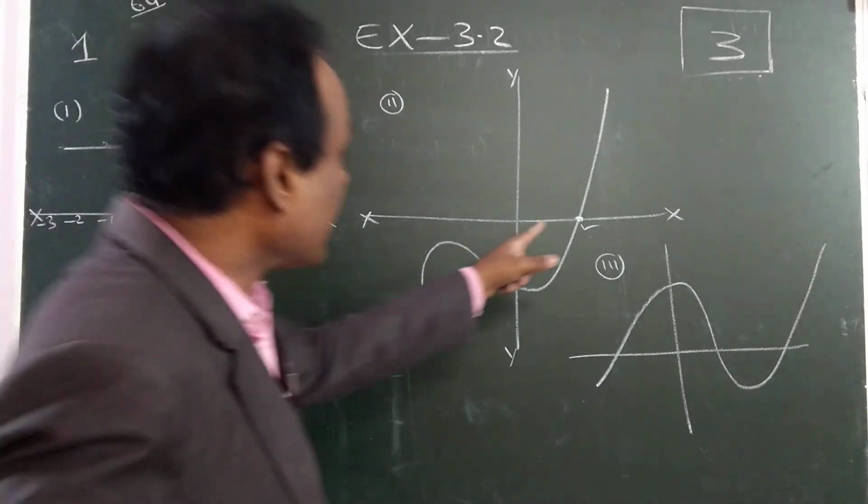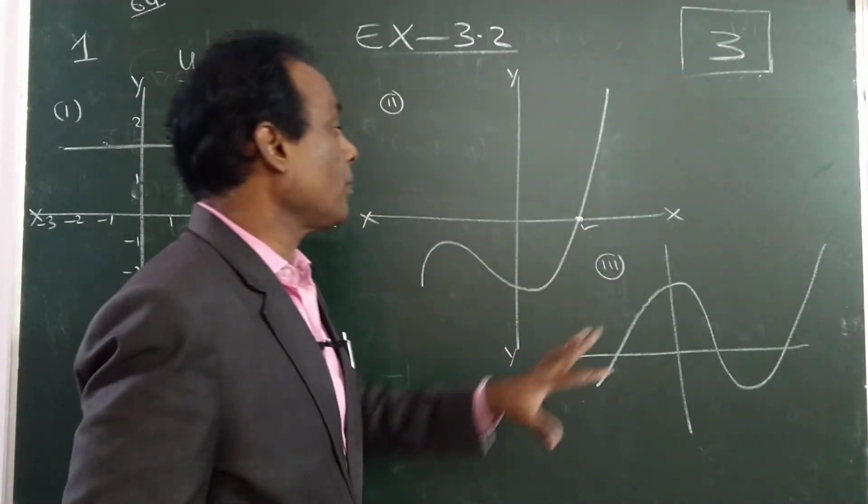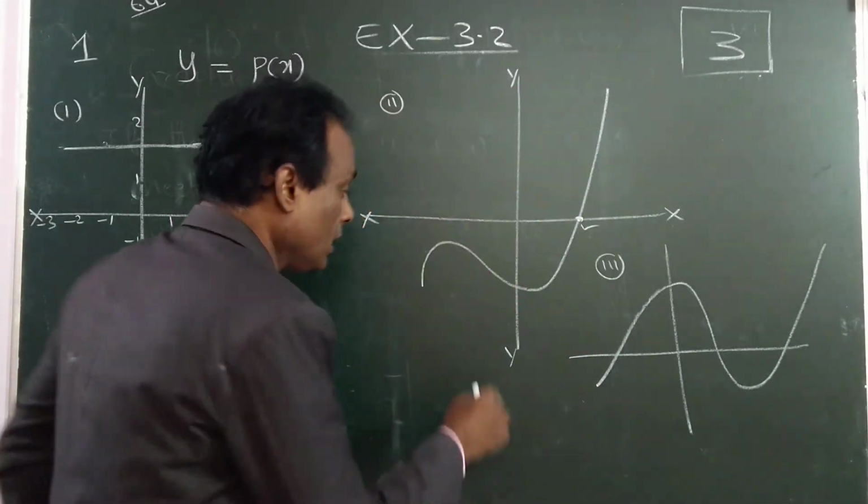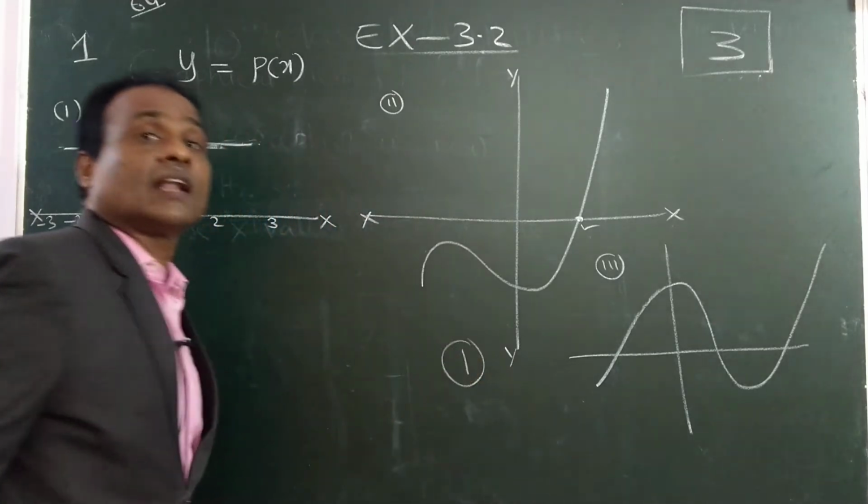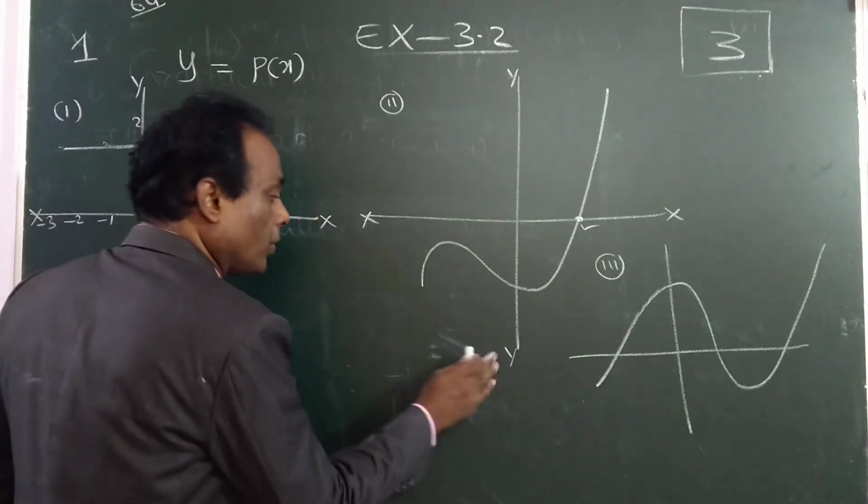So the graph is cutting the x-axis at how many points? Only 1 point. So how many zeros of the polynomial? Number of zeros of the polynomial is only 1.